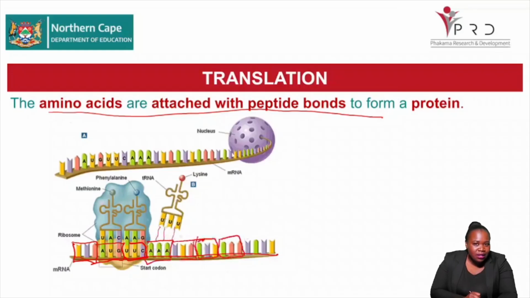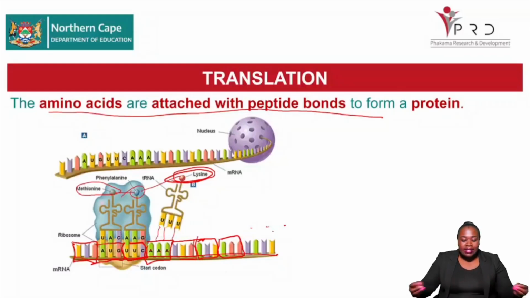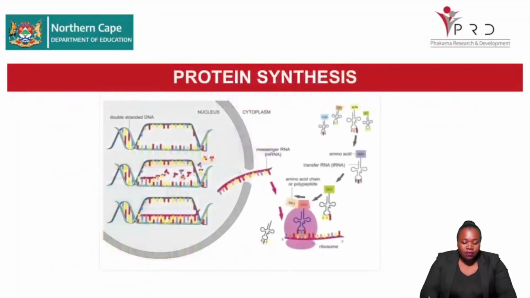Now, what amino acid does UUU bring? It brings the amino acid lysine. It means that even if we come across another AAA, then we will have another lysine amino acid coming in. Right. So here we have methionine, which is brought in by the tRNA that is carrying the anticodon UAC. Next one, phenylalanine. They will attach to each other by those peptide bonds until we have that long chain of a polypeptide chain, which will then be our protein.